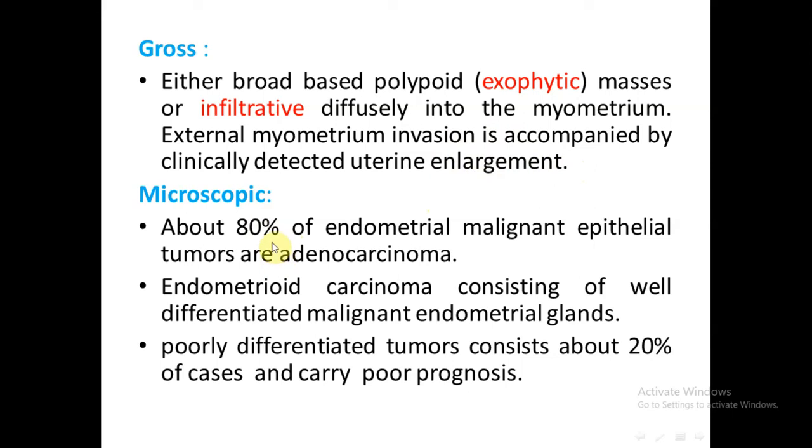Microscopically, as we mentioned, the most common type is endometrioid type adenocarcinoma, and we have poorly differentiated type. Of course, the endometrioid type is regarded as a well differentiated type of endometrial adenocarcinoma. We have other poor types, for example, serous type. These poor prognostic types account for about 20% of cases.